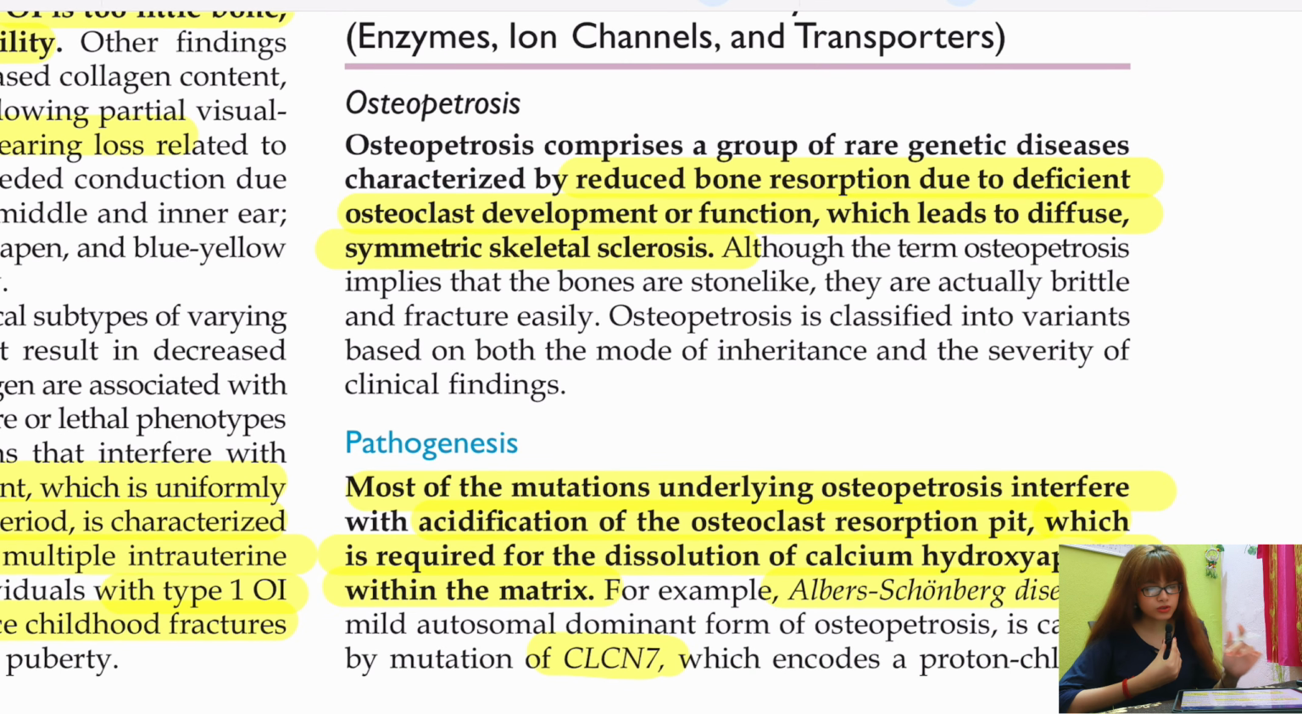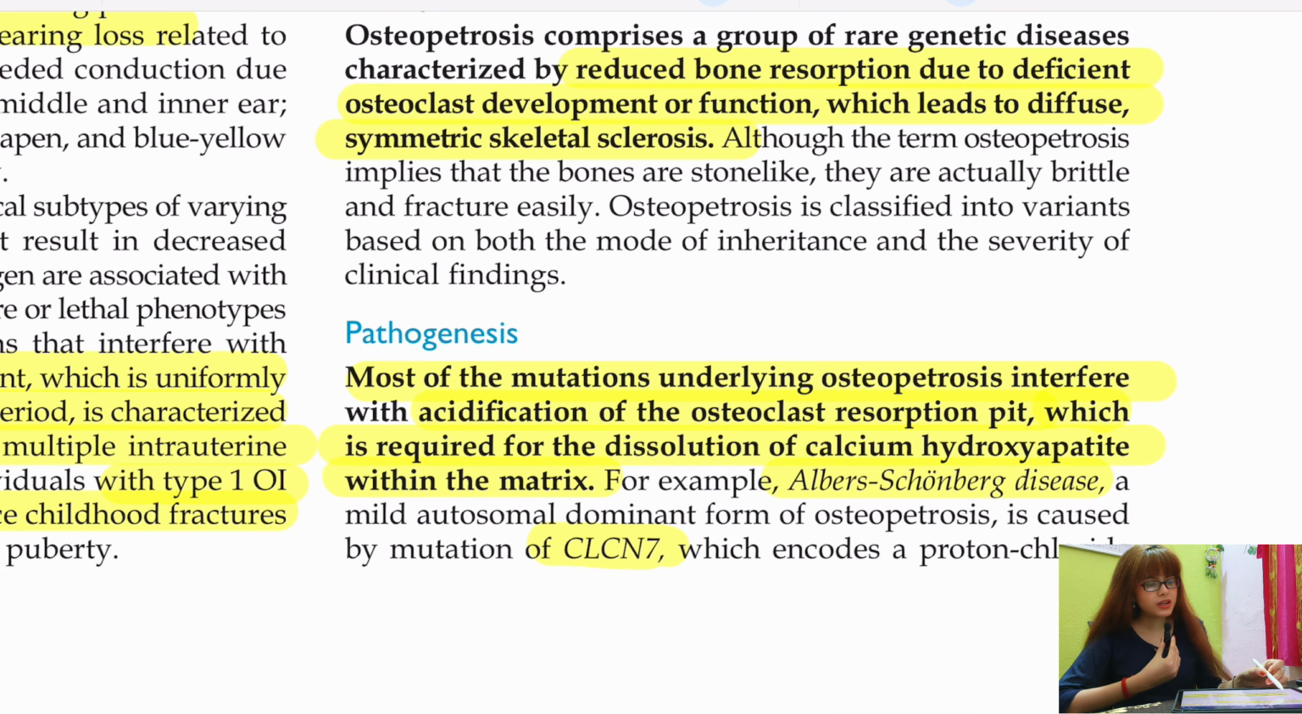Now, what is osteopetrosis? Osteopetrosis is a condition where there is reduced bone resorption because of a defect in the osteoclast. I've just explained that the osteoclast will resorb the bone, it will break down the bone, but because of the osteoclastic defect, the bone is not getting resorbed, and because of this reduction in bone resorption, there's going to be an increase in bone deposition, leading to symmetric skeletal sclerosis. Okay, the mutations over here interfere with the acidification of the osteoclast resorption pit, which is required for the dissolution of the calcium hydroxyapatite within the matrix.